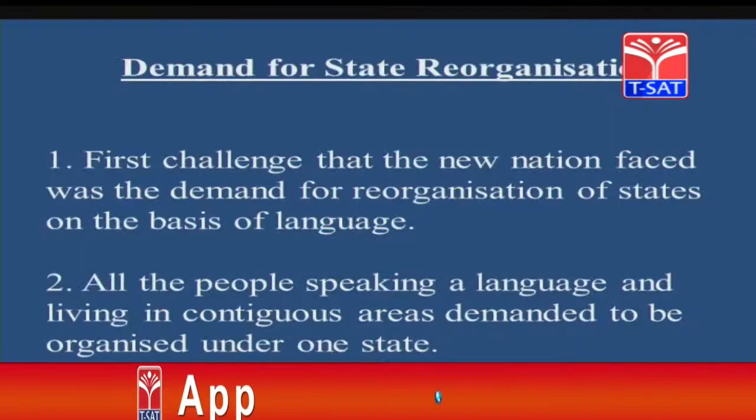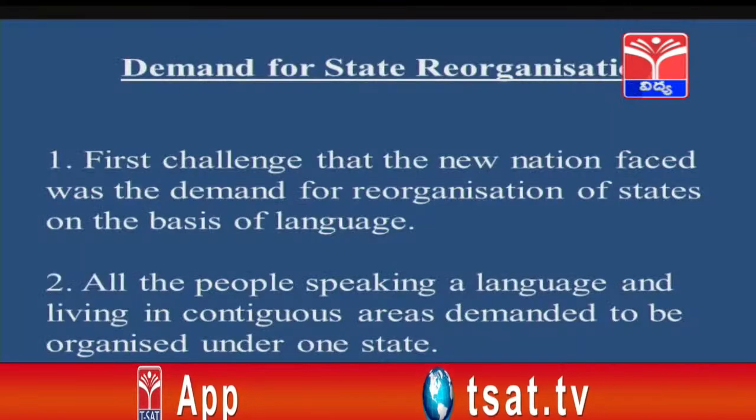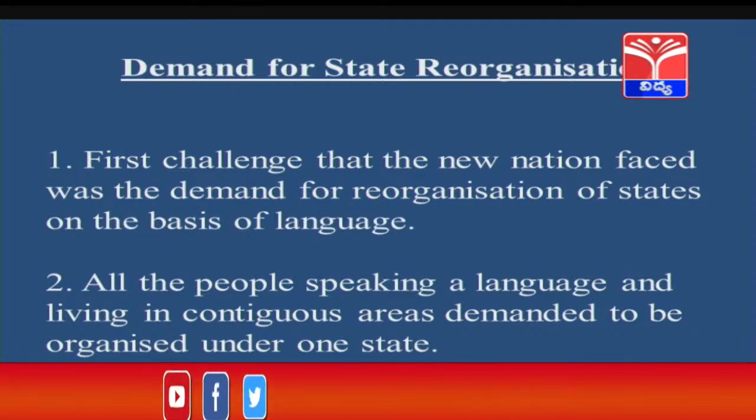Let us see how India was divided into different states and how this challenge was taken up by Prime Minister Nehru. The first challenge that the new nation faced was the demand for reorganization of states on the basis of language. There were many languages in India. So, is it the population criteria, or is it the language? The central government took the principle of linguistic basis.